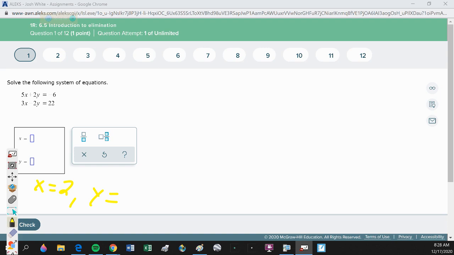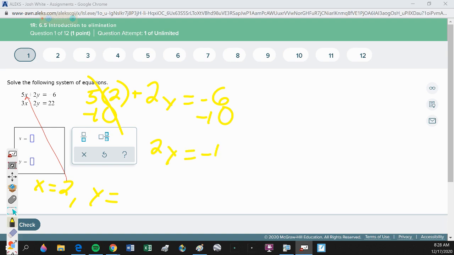Plug 2 in for x. Into which equation? It doesn't matter. Pick which one you think is easier. I'm going to stick it into the top one. I get 5 times 2 plus 2y equals negative 6. 5 times 2 is 10, so I will subtract 10. 2y equals negative 16. Divide by 2, and I get y equals negative 8.